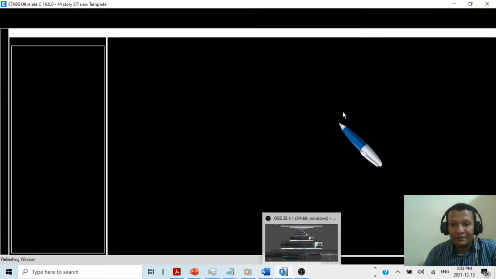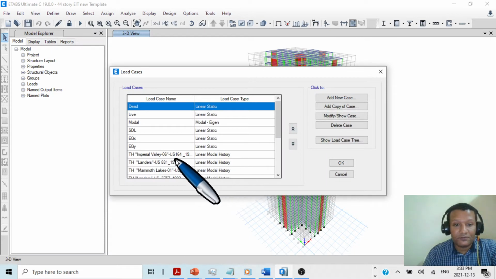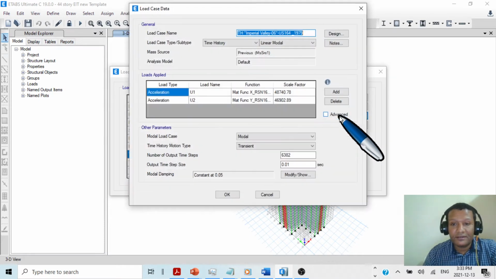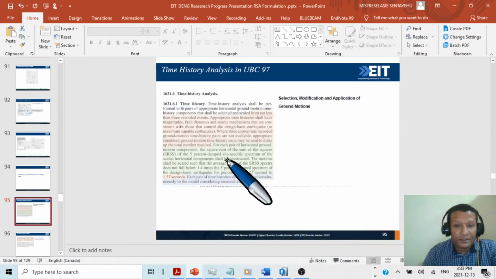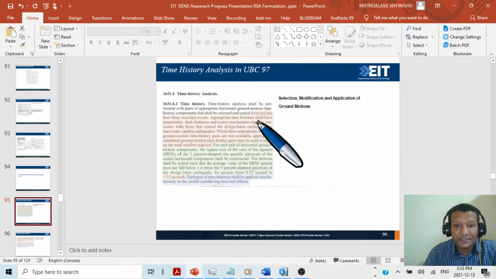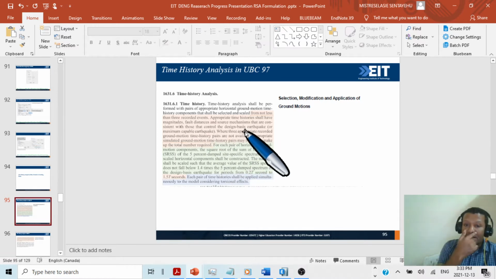So here, just what I showed you, define load cases. For example, here modify. As you can see, we have to put a pair in the X and in the Y direction, and the appropriate time history shall have magnitude, fault distance, and source mechanisms that are consistent with those that control the design base earthquake or maximum capable earthquake, MCE level or DBE level in your site.